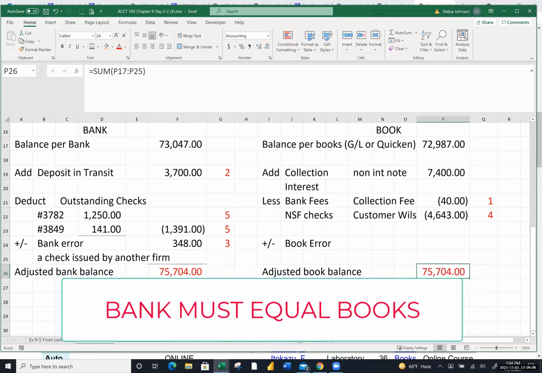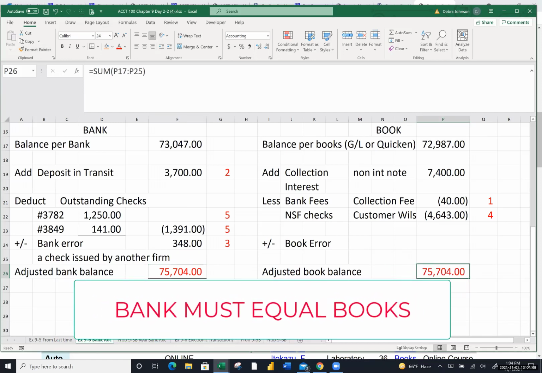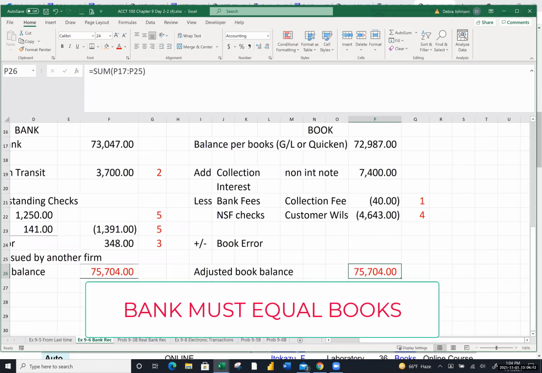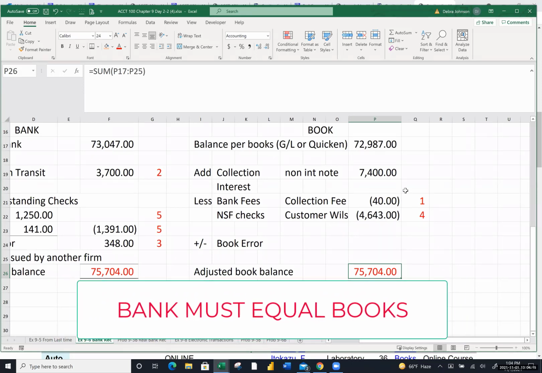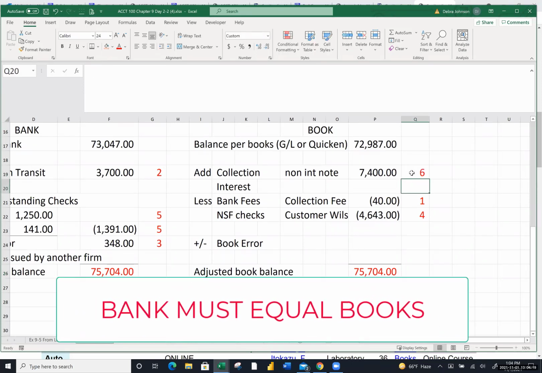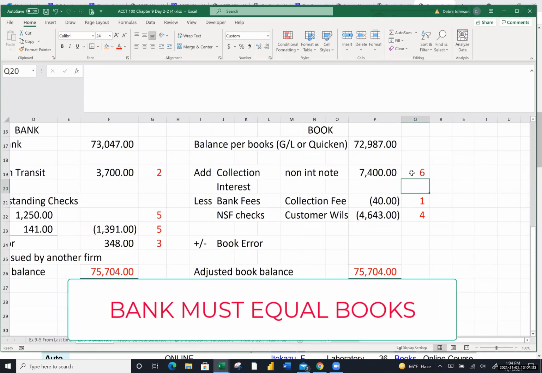We're almost done. There's one more thing we need to do. So before we do the journal entries, any questions where any of those items came from, or any questions on why something is a plus instead of a minus or vice versa?